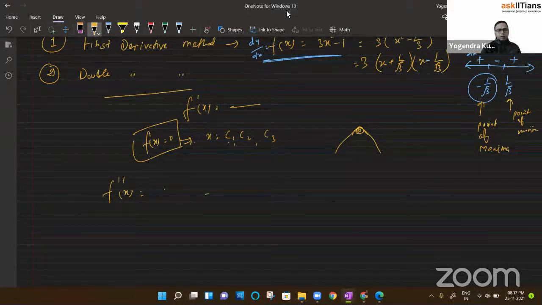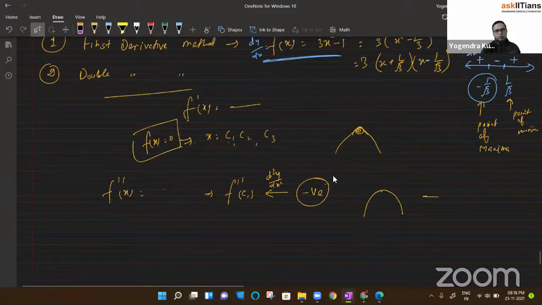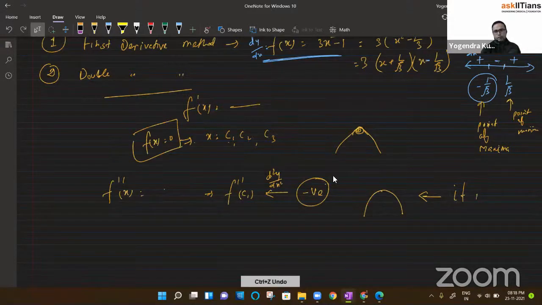Now check the sign of f double dash of C1. If it is negative, that means what? If the double derivative, d2y by dx square, is negative, what does it say, guys? Maximum. Negative means what? The graph is concave down, or convex graph, whatever it is, but it'll be like this. So there we will call it a maximum. It is a maxima, right?